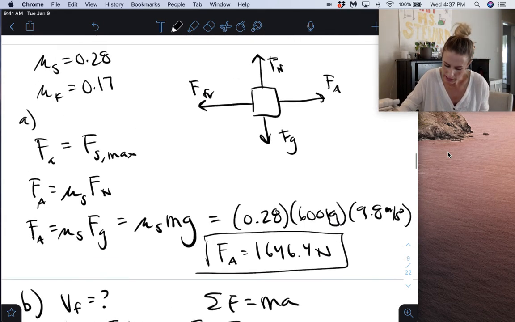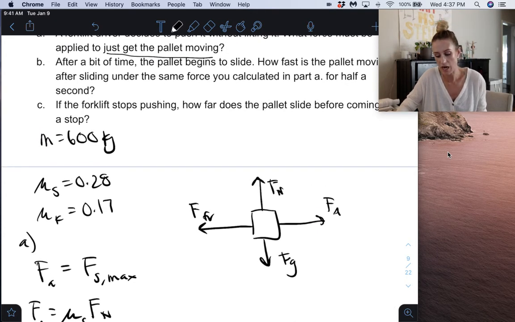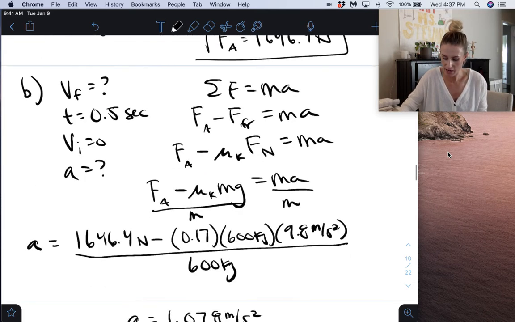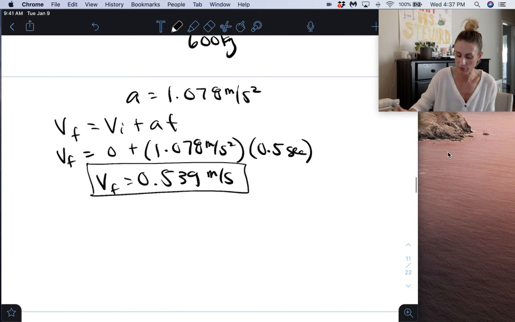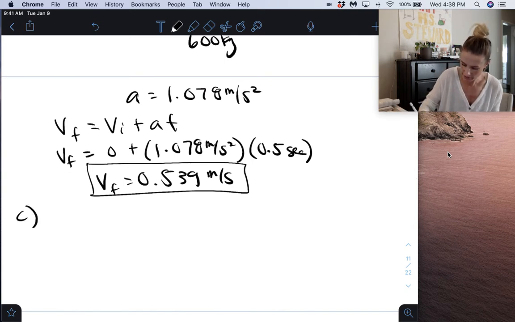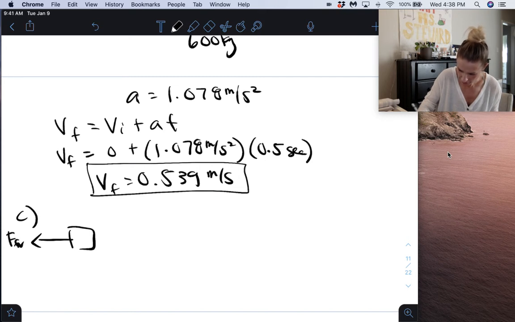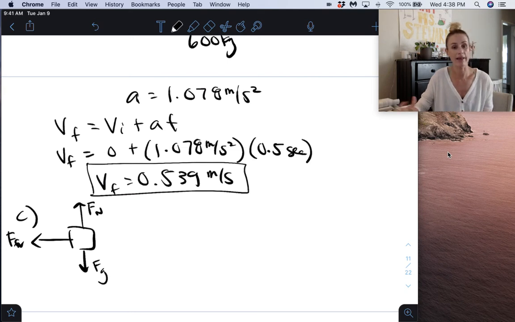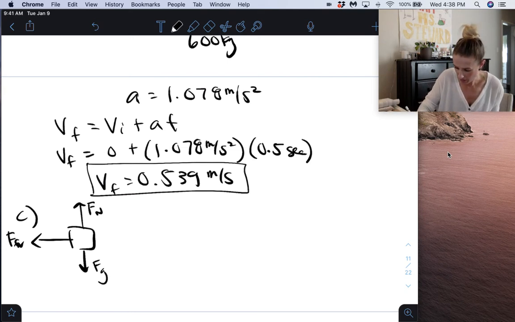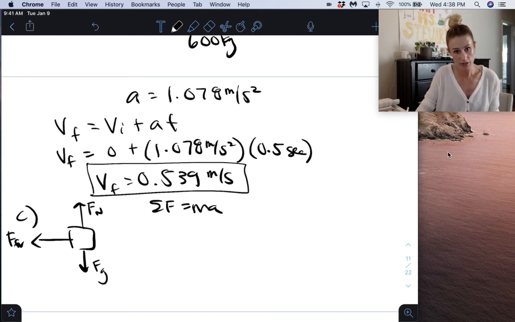And then part C, it says, if the forklift stops pushing, how far does the pallet slide before coming to a stop? So now the forklift is going to stop pushing, which means that our applied force is gone. So for part C, we have no more applied force, but our friction force is the one that is going to be making that pallet slide to a stop. So that means the net force is equal to mass times acceleration. Again, net force here is the friction force.